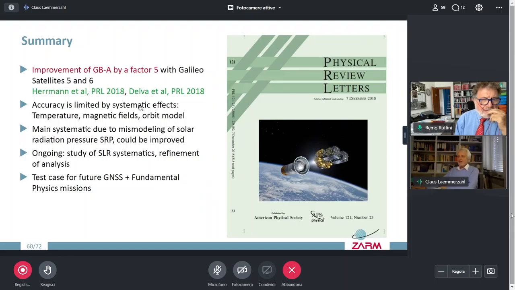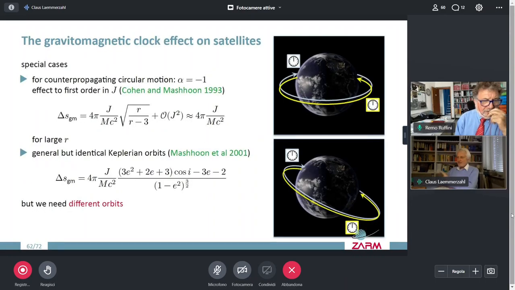There was another group in Paris who also carried out this analysis independently, and we both got the same result. Okay, this is what I wanted to talk about.